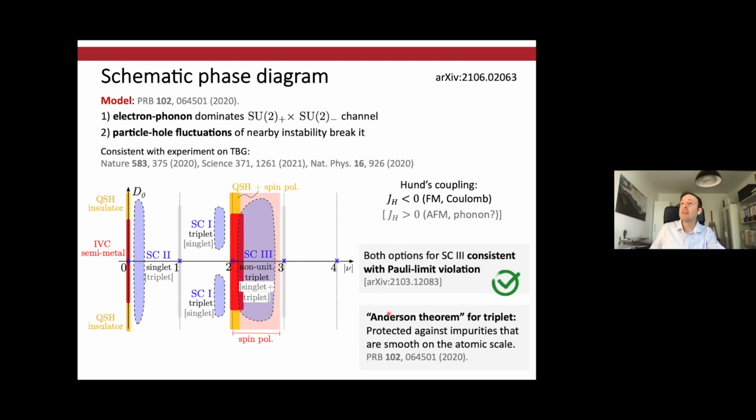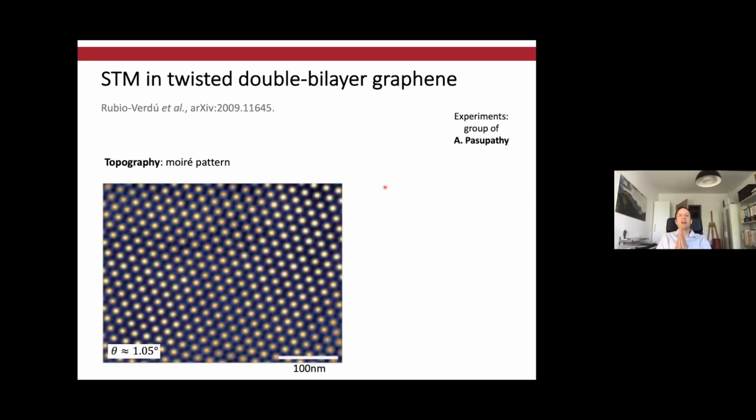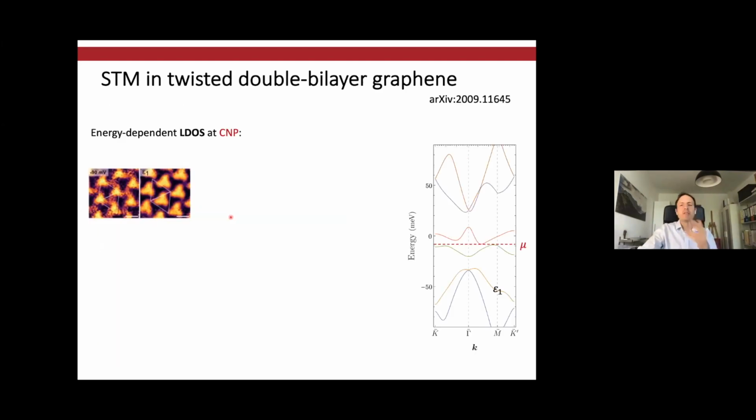And if I have maybe 3 minutes left or so, I can just make a few comments on twisted double bilayer graphene. Let me just briefly talk about some key insight coming from an experimental collaboration that I was very fortunate to be involved in with the group of Abhay Pasupati, where twisted double bilayer graphene samples, topography scan is shown here, were studied with STM. And just the main feature of the data is the following.